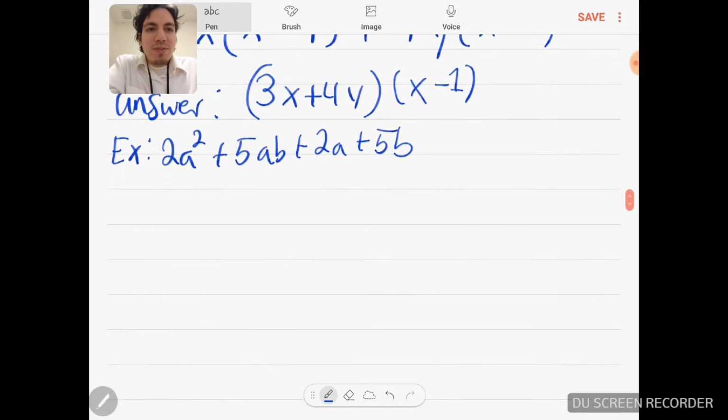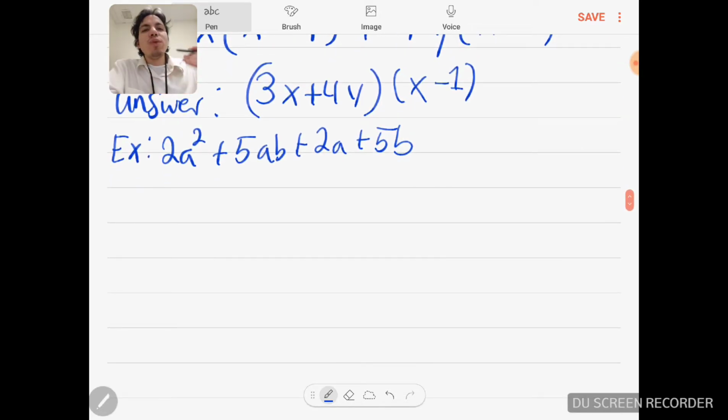Moving on to the next term. Same idea. This one, you want to group like terms. So how do I know? Well, let's look at the common factors. We have 2's and 2's and 5's and 5's. So why not group it that way?